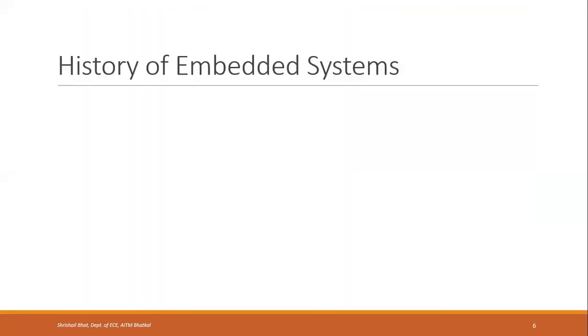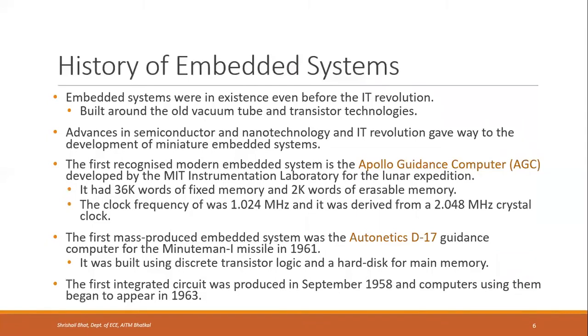So now let us have a look at a brief history of embedded systems. You should not be under the impression that embedded systems came into existence only after the advancement in computing technology or with the advent of computers. They were there even much before the IT revolution. Earlier, they were built around the old vacuum tube and transistor technologies. With the advances in semiconductor and nanotechnology and IT revolution, it gave way to the development of miniature embedded systems. That means with the advancements in this technology or IT revolution, the size of the embedded systems became smaller.